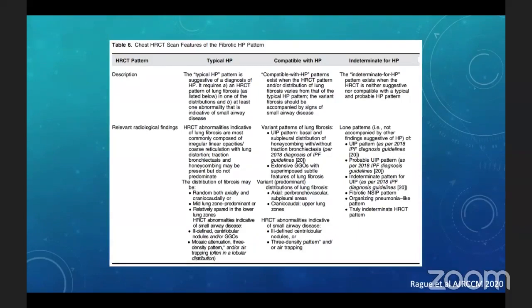If it looks like another entity, let's say if it looks like UIP, but on the baseline imaging it looks like HP, this is a compatible pattern with fibrotic HP, and we will have examples of these. If it doesn't look like HP, and actually the pattern on HRCT is suggestive of other entities, including UIP, NSIP, or OP, then this is indeterminate for HP.